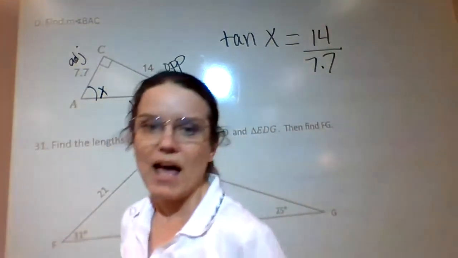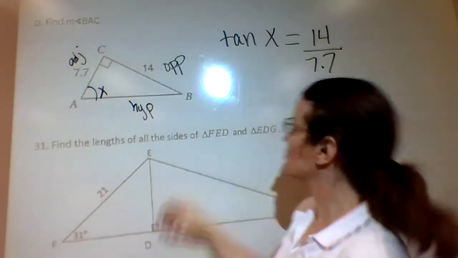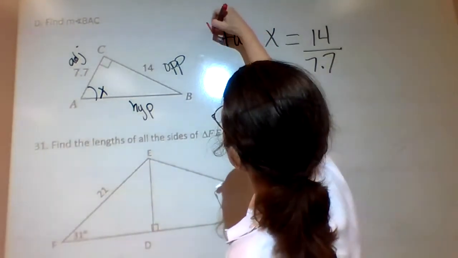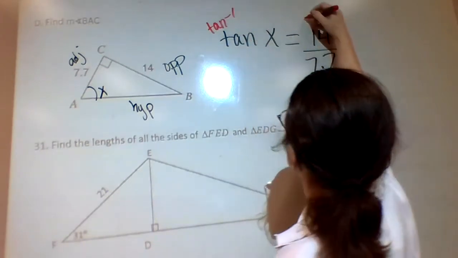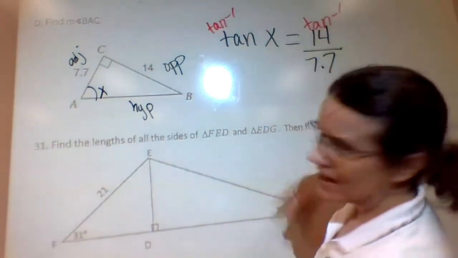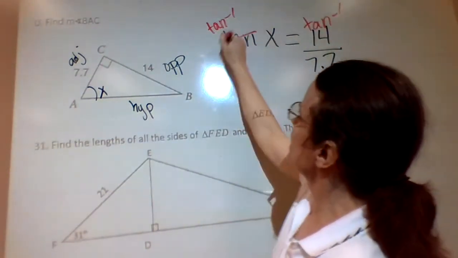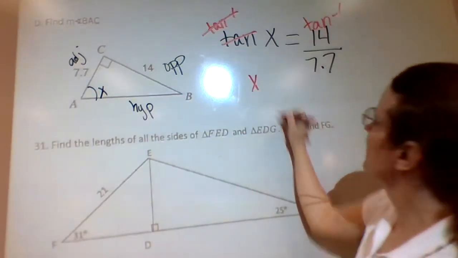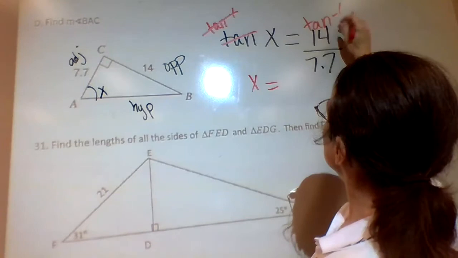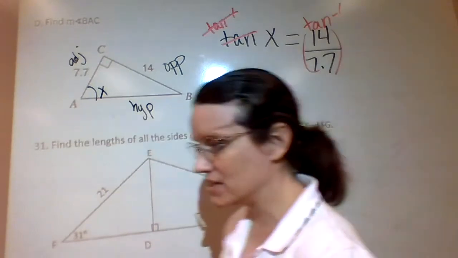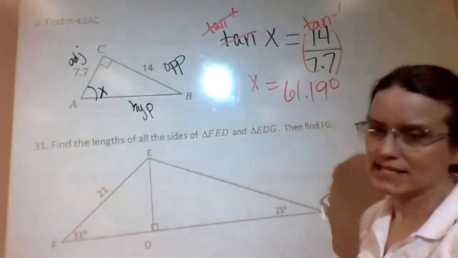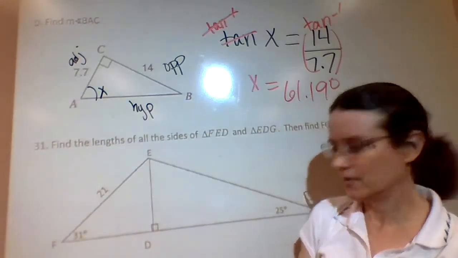And once again, I want to find out just x, so I need to remove the tangent. I remove the tangent by using the inverse tangent on both sides. The inverse tangents will cancel each other out, and we arrive right back at x. When you put the inverse tangent of this fraction into your calculator, you end up with 61.19 degrees. All right?